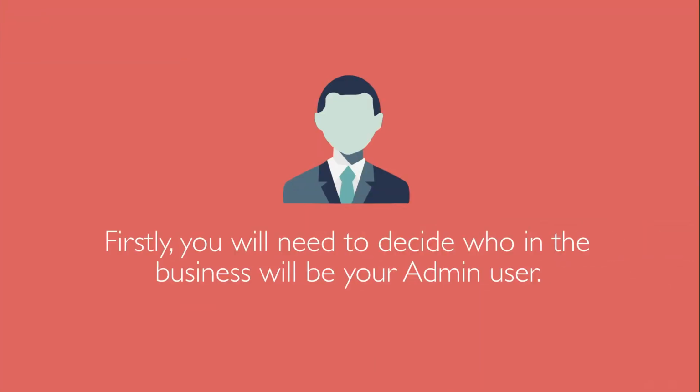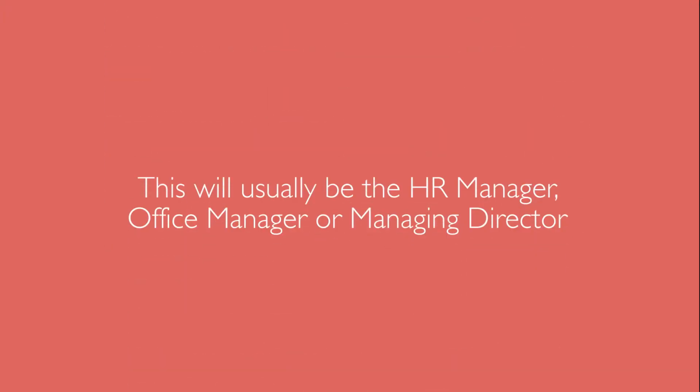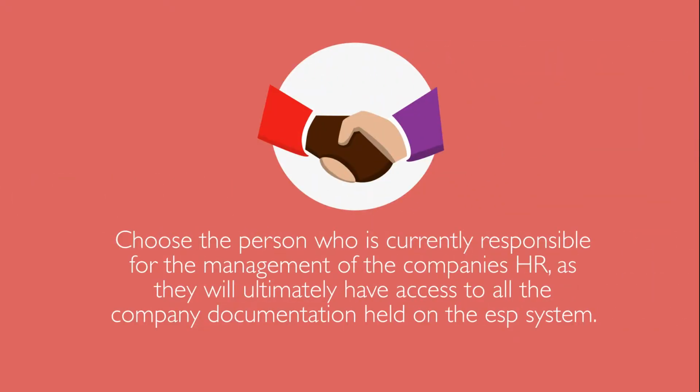Firstly, you will need to decide who in the business will be your admin user. This will usually be the HR manager, office manager or managing director. Choose the person who is currently responsible for the management of the company's HR, as they will ultimately have access to all the company documentation held on the ESP system.